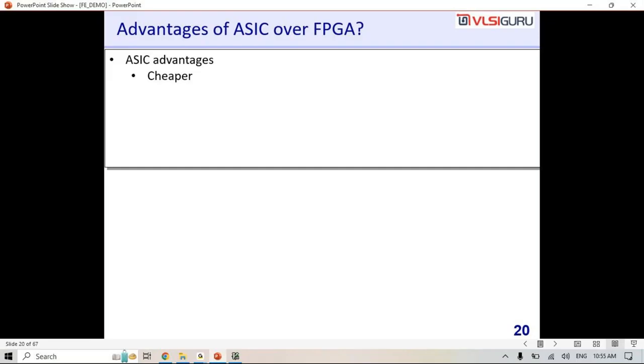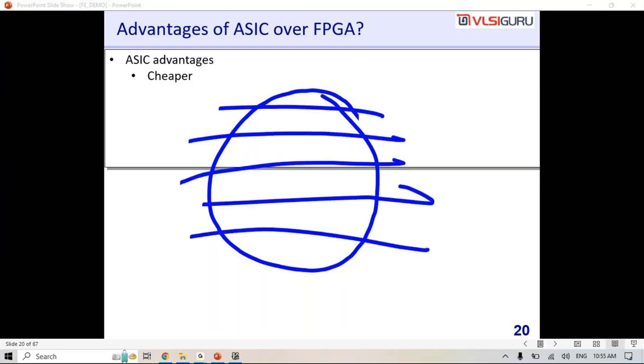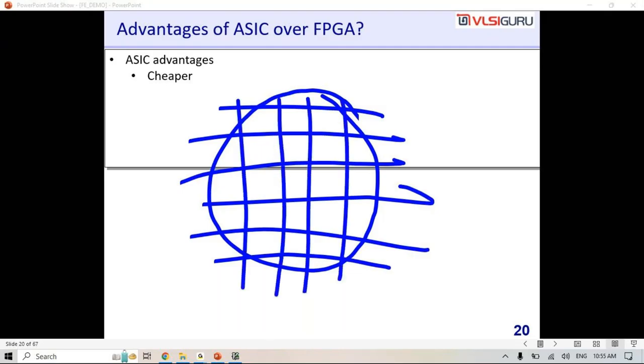Cheaper. Why it's cheaper is they come up with a prototype, one plan, then in one plate it's like this. They'll have one silicon wafer. In that they manufacture many such things. Each one will be one chip. Eventually, it leads to a lower cost per chip.